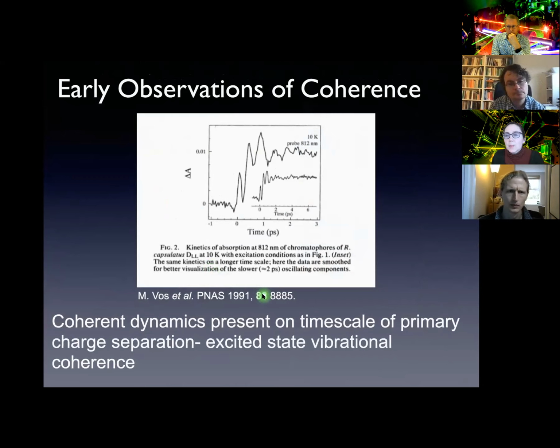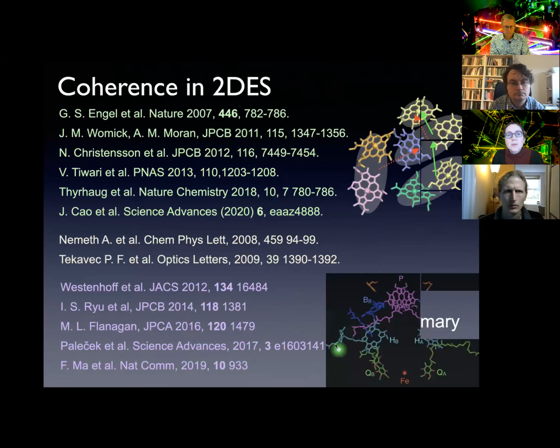I'd like to move on and talk about coherence in the system. And I'd like to point out this early work by Marten Vos and Jean-Louis Martin, where in the early 90s, they used pump probe spectroscopy and reported coherence in this bacterial reaction center system. And so they saw these beautiful oscillations in their pump probe data. And they noted that this happened on the same time scale as the primary charge separation event. They interpreted these oscillations as arising from excited state vibrational coherence. And they did wonder about whether the coincidence in time scale with charge separation might imply some kind of functional importance.